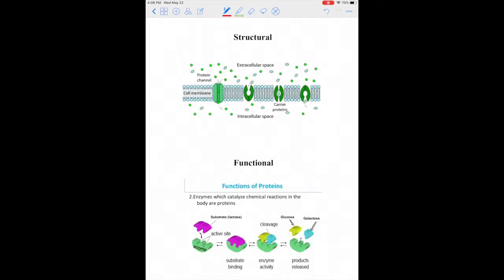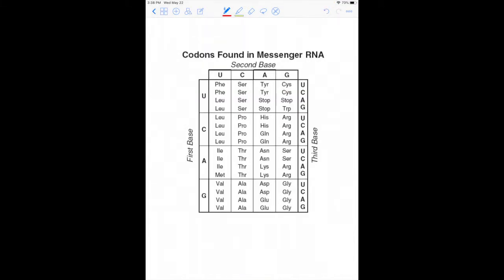The proteins that are created can be structural, which could be forming a part of the cell membrane that helps with transport, or the protein can be functional, which means forming hormones, chemicals involved in cell chemistry, and enzymes that speed up chemical reactions.